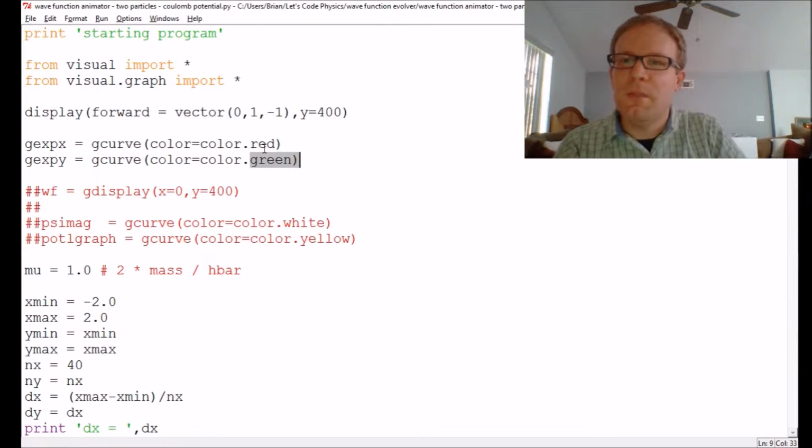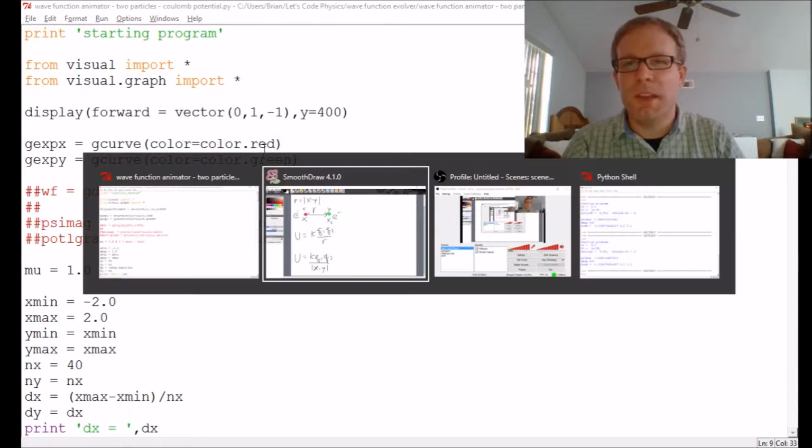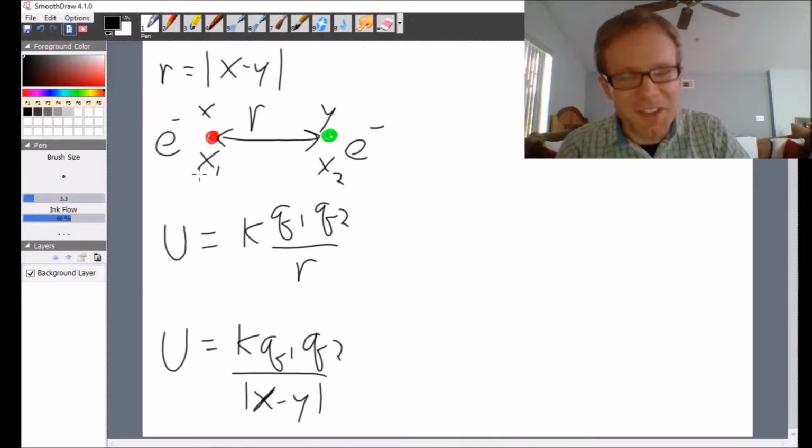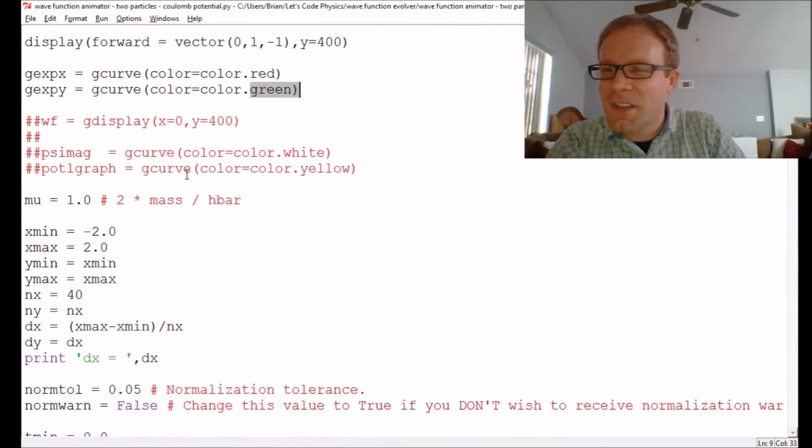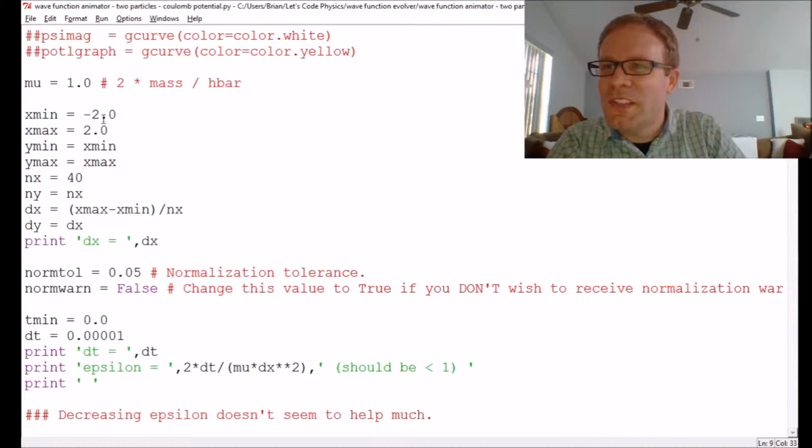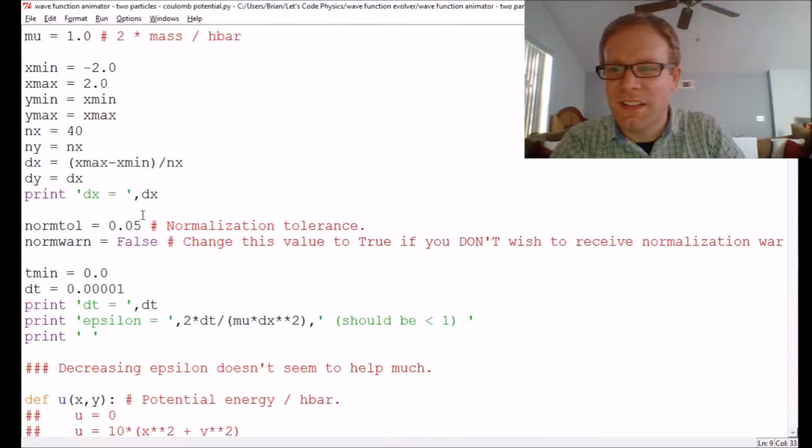So the red one is going to be the one labeled x, green is going to be the one labeled y, just like I drew in the picture at the beginning. So let's scroll down here. We are still having a pretty blockish grid. It's not terribly smooth, again, just to keep it running decently.